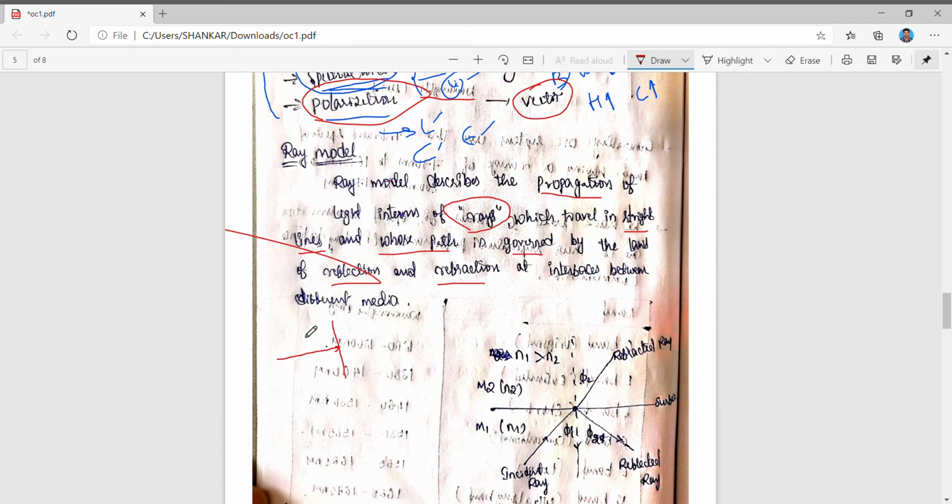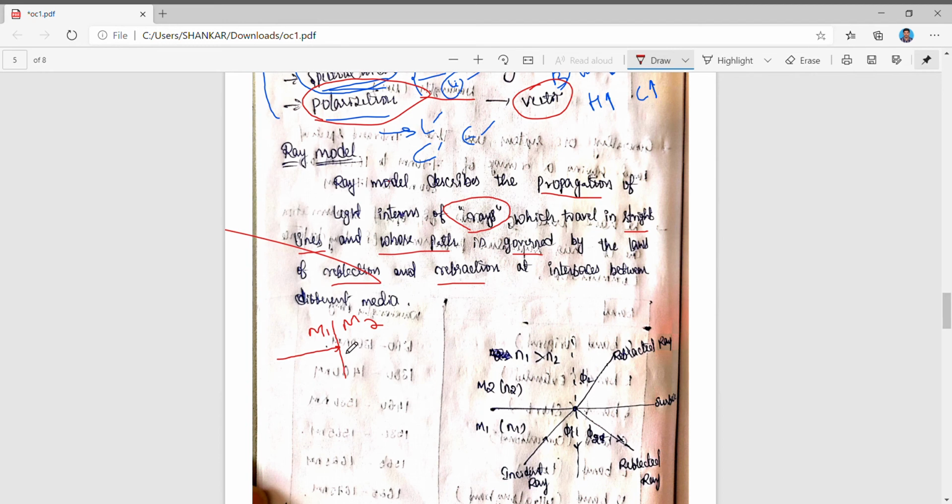Whenever a signal is transmitted from one medium to another medium, assuming the first medium is M1 and the other medium is M2, now we have two mediums. The light signal is propagated from the M1 medium to the M2 medium. There may be a chance of reflection or refraction.